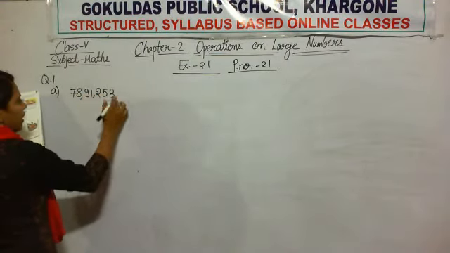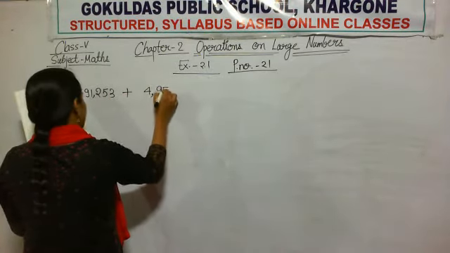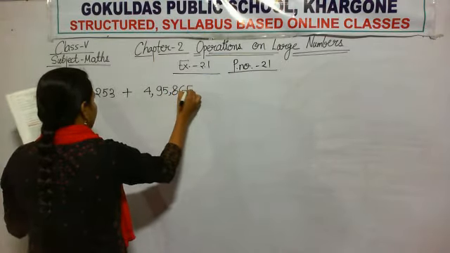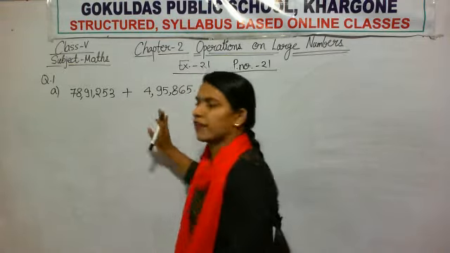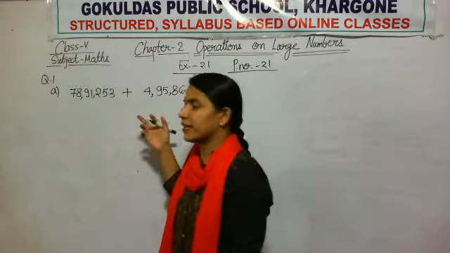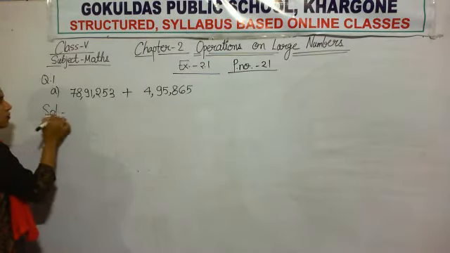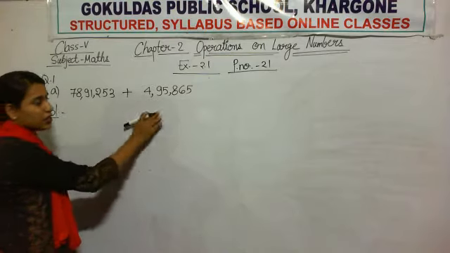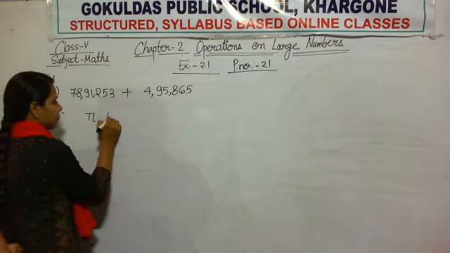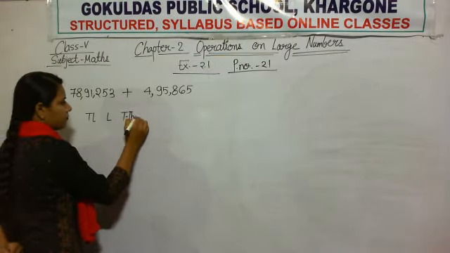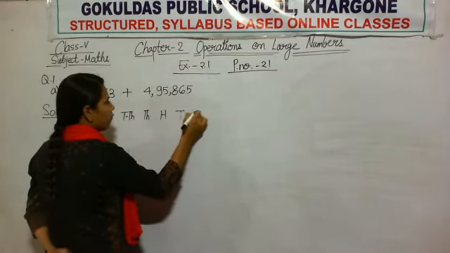78,91,253 is the first addend, plus 4,95,865, the other addend. Two numbers are given in the question. These are the addends, right? The numbers to be added are called addends. What is the process to add? First of all, you arrange both the numbers in columns: 10 lakhs, 10,000s, 1,000s, hundreds, tens and ones.